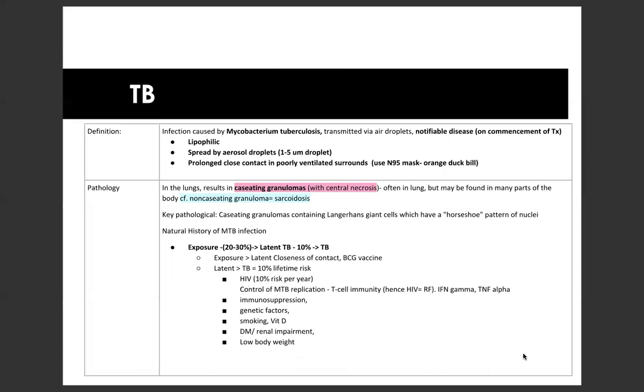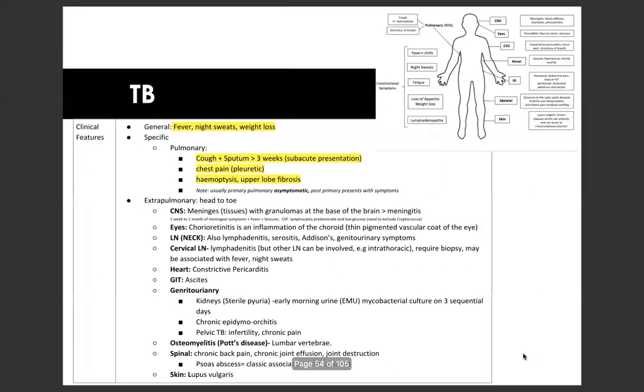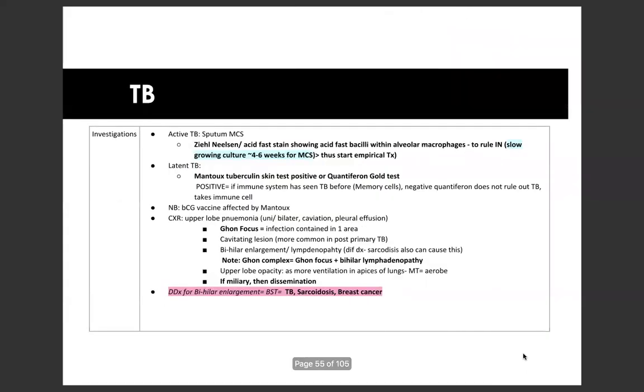I've put some notes here on TB. I think it's already been covered in your rest lectures as well. But important to remember there are a lot of extrapulmonary manifestations of TB. So if you ever suspect TB, it's also important to have a full head-to-toe systems review to look for the other complications, which are listed here. There are also investigations for active TB.